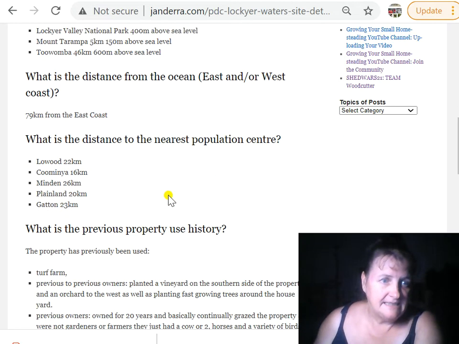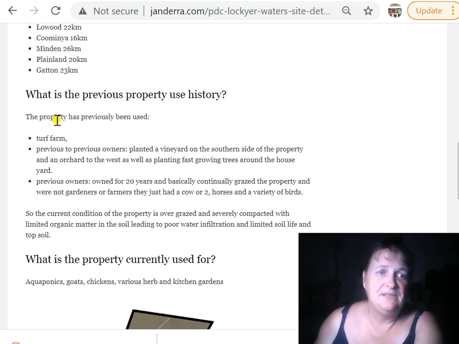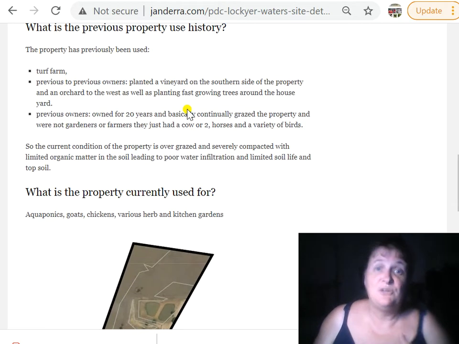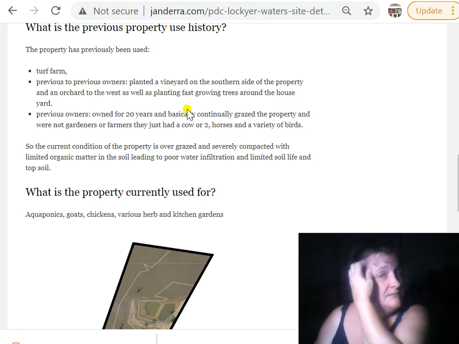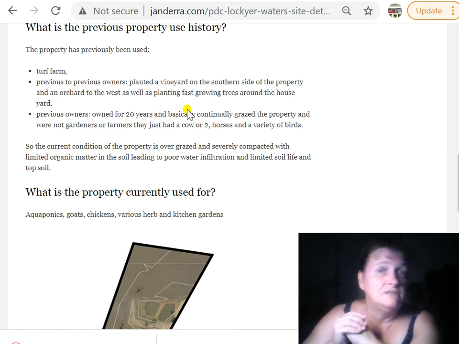So yeah, okay. So next thing that's important to know is what is the property's previous use historically. So our property, from what I've been told, used to be a turf farm at one point, which makes me think that a lot of the topsoil was taken away during that process. I could be wrong.